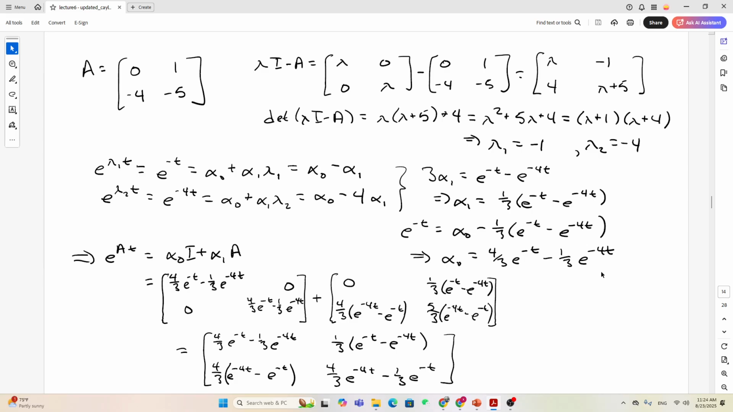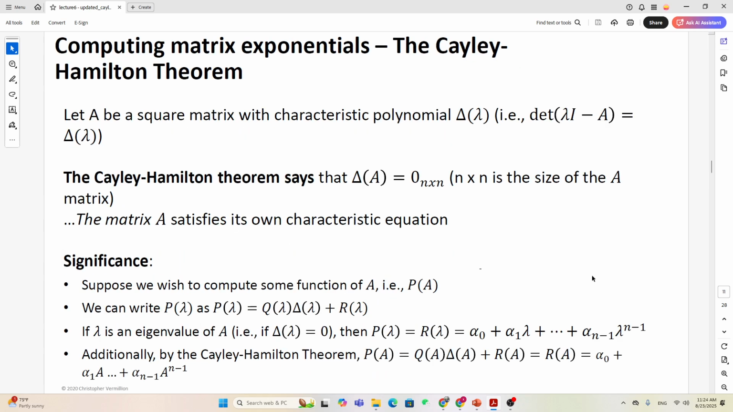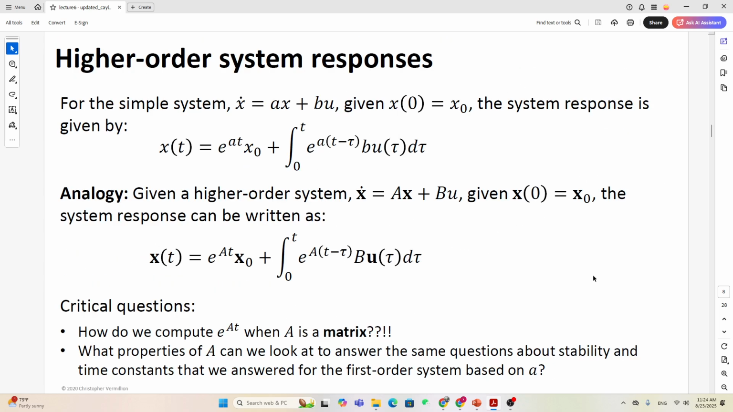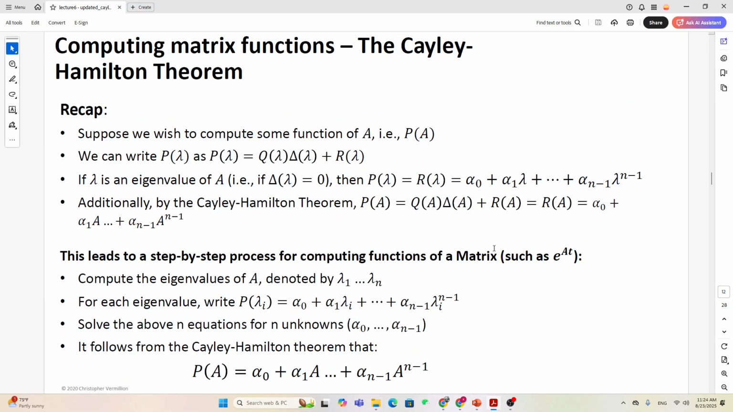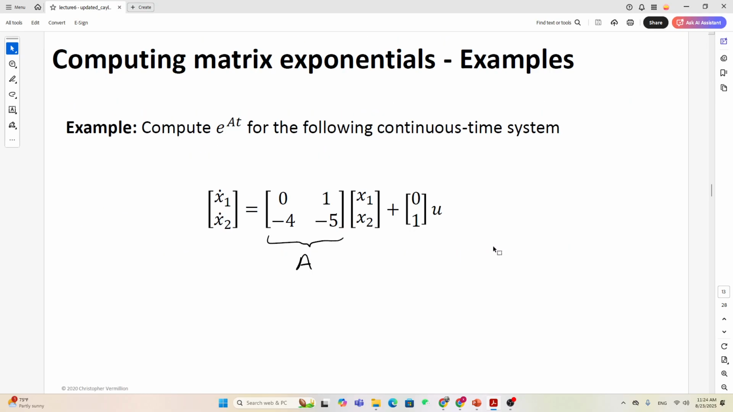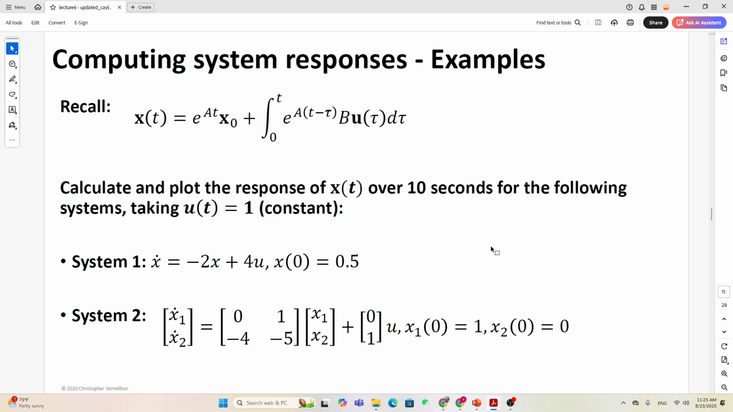But why do we need this matrix exponential? Because if we go back to the equation that we just derived, as you can see, how do you derive a system response for a higher order system? You need this e to the power A times t, right? Free response and also forced response. But you also need to know your B matrix and also your input U. So let's keep moving on. In the following examples, we will have it.